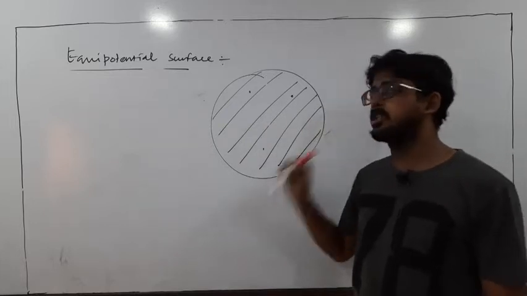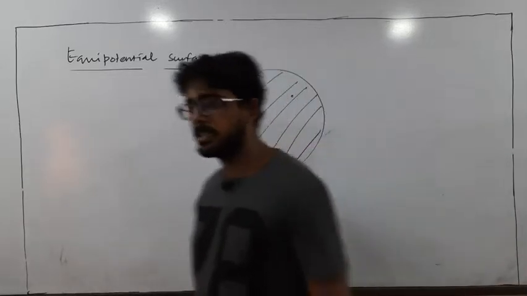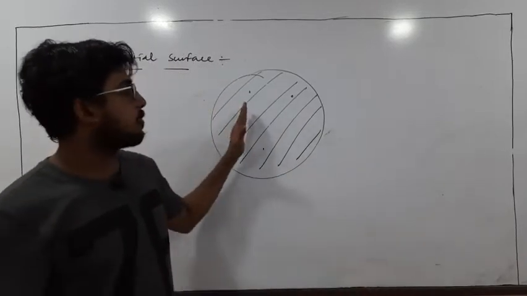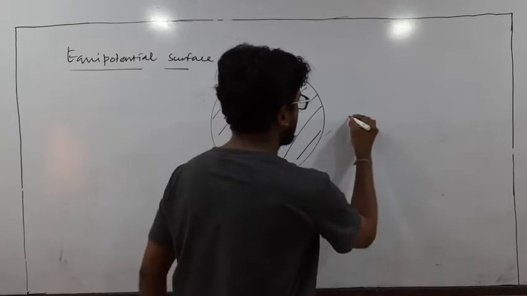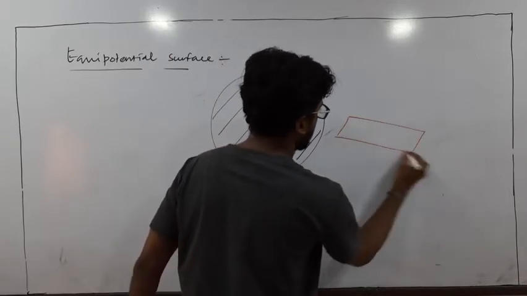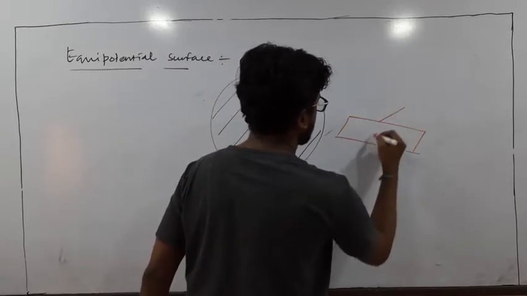And two equipotential surfaces never intersect each other, because if they do so, such that here is a surface and here is another surface.